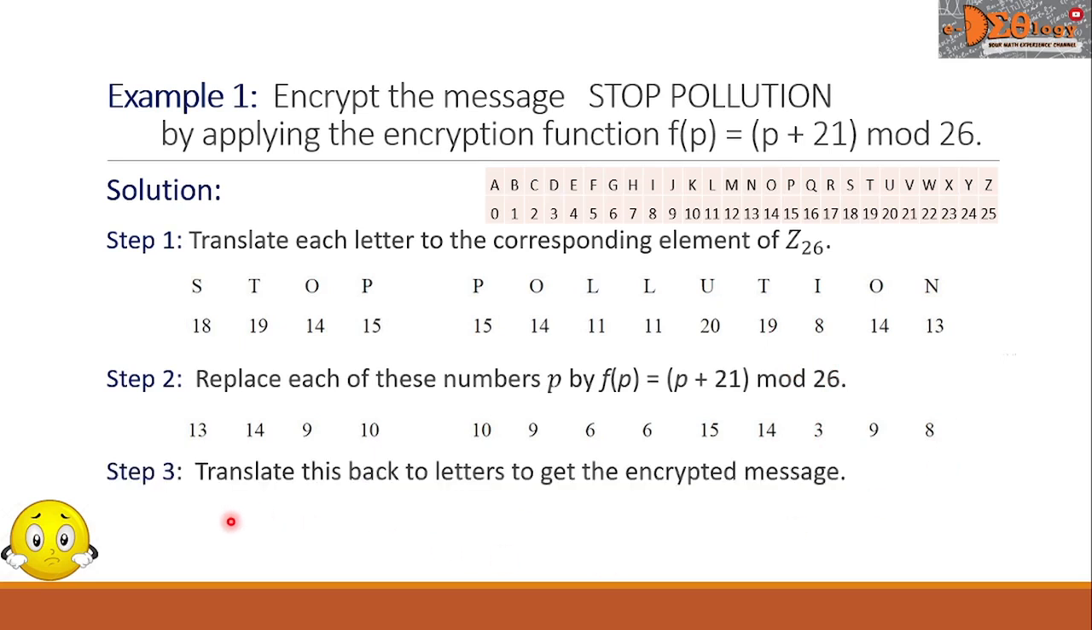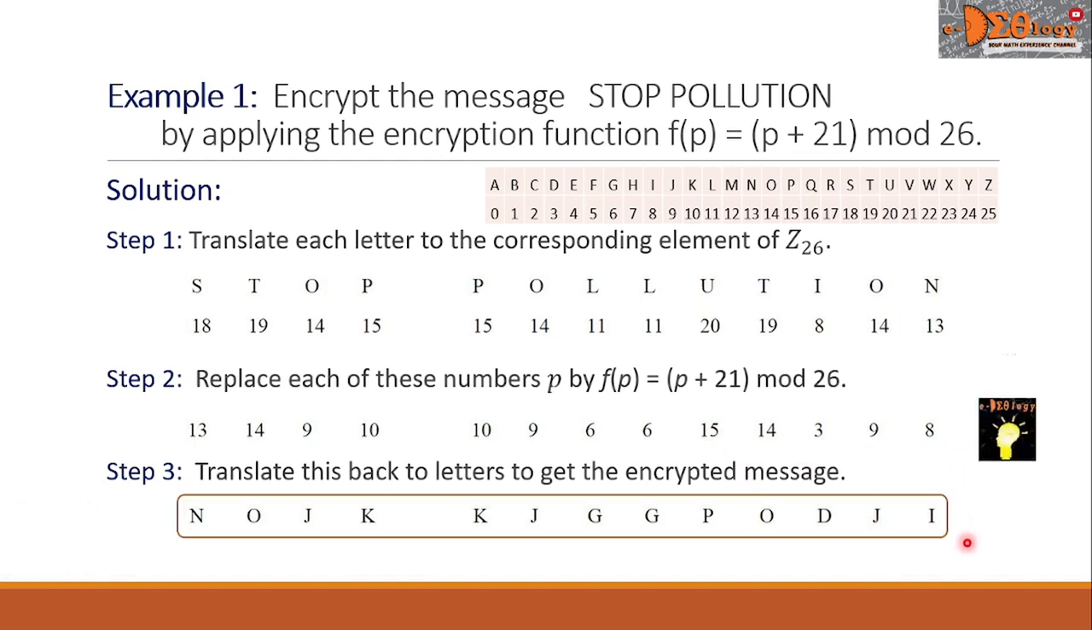Now for step 3, we translate this back to letters to get the encrypted message. We will use the same table here. 13 becomes N, 14 is O, 9 is J, 10 is K, 10 is K, 9 is J, 6 is G, 6 another G, 15 is P, 14 is O, 3 is D, 9 is J, 8 is I. This is the final answer.